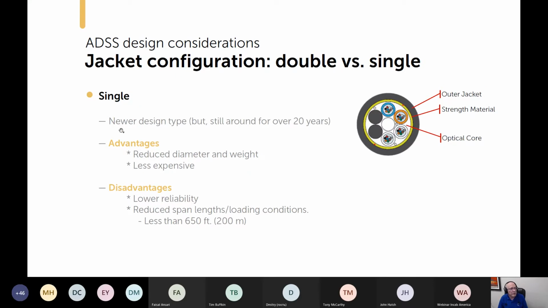Single jacket, relatively newer, but it's still been around for more than 20 years. Its advantages, you're reducing the diameter and weight, and you're saving money as a consequence of that. But the disadvantages that flow from these are you're reducing your reliability because you've eliminated that second jacket, and you are limiting your span lengths and or your loading conditions. So I say here less than about 650 feet, a rough guideline. As I say, a guideline, not some kind of hard rule carved in stone.